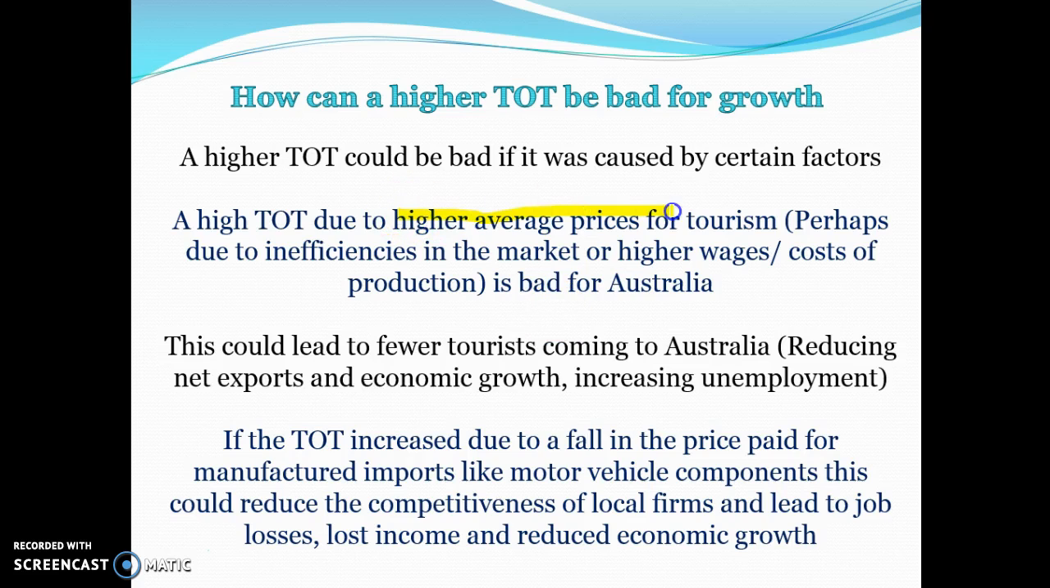So if the higher terms of trade was caused by higher prices for tourism, perhaps because of inefficiencies in the market or higher wages, that would be a bad thing. This could lead to fewer tourists coming to Australia and increase unemployment.